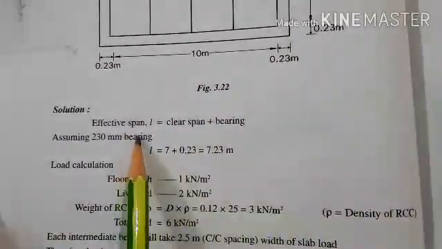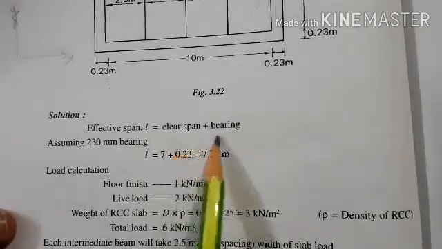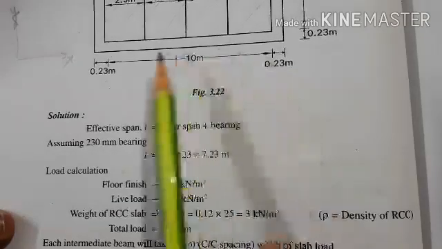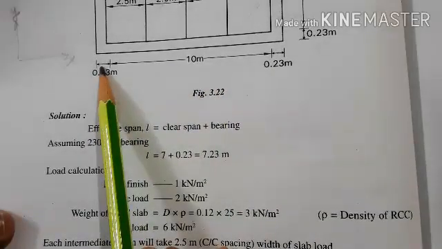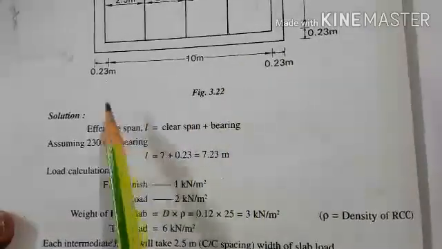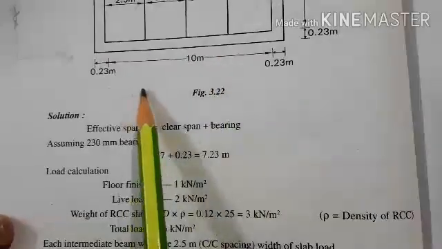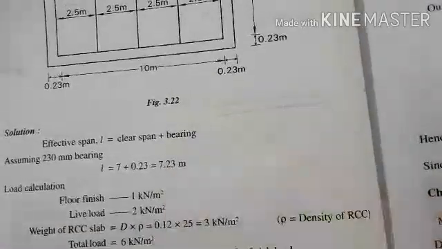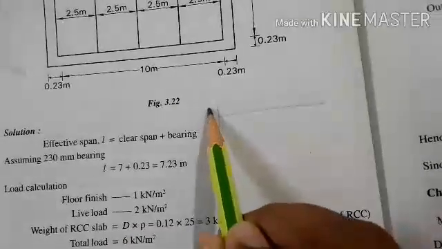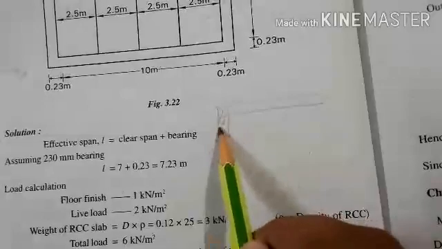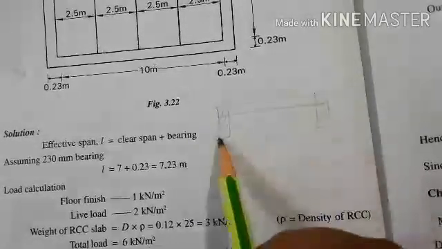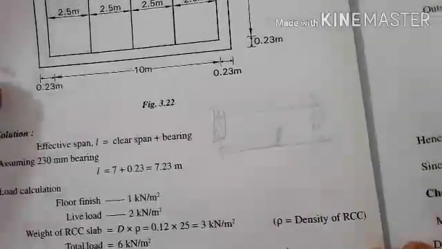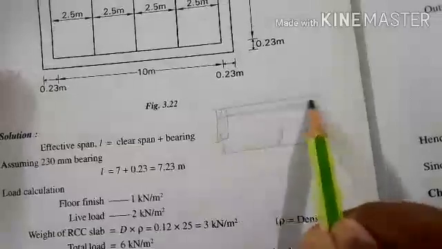Here the effective span will be clear span plus bearing. The clear span here is 10 meter, plus bearing: this side is 0.23 and this side is 0.23. The effective span will be the center to center distance of support. Suppose this is the beam and this is the support. From center to center, whatever the length you take, that will be the effective length.